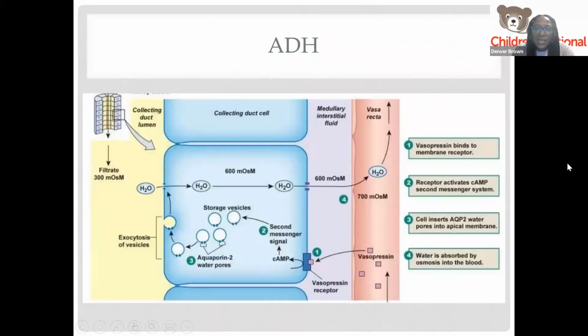So this is, I think, a really nice visual of how ADH works. So we have vasopressin. Arginine vasopressin is another name for antidiuretic hormone, and it's released by the posterior pituitary. It travels in the bloodstream, and what it does is it binds to this vasopressin 2 receptor in the collecting duct. That receptor then goes on.